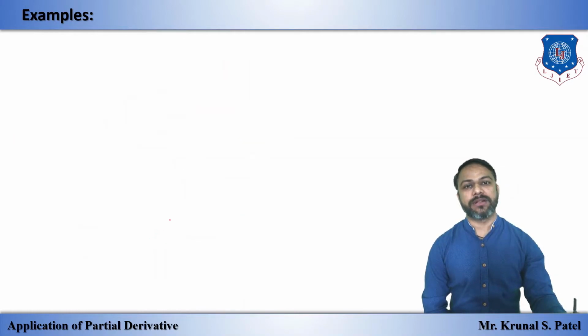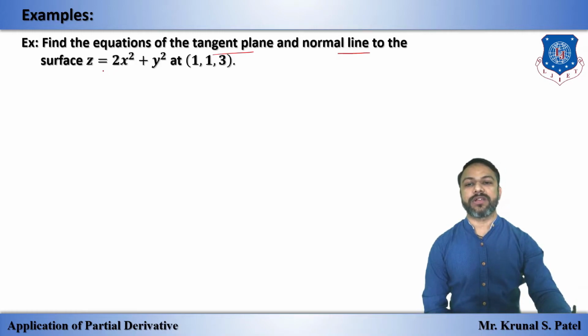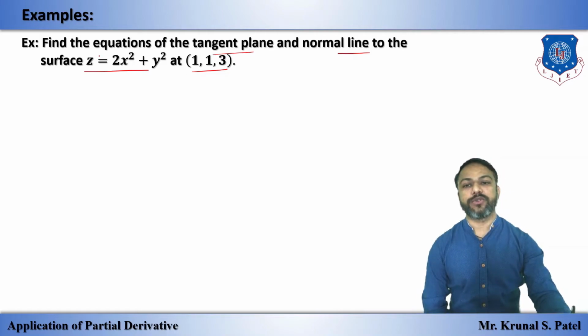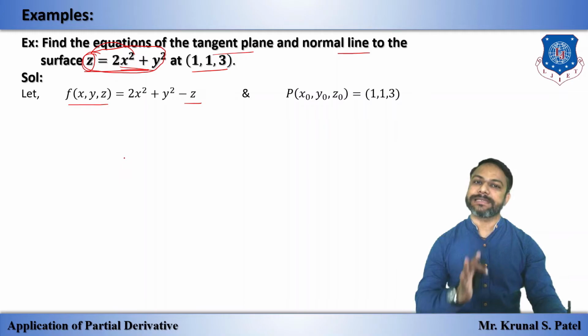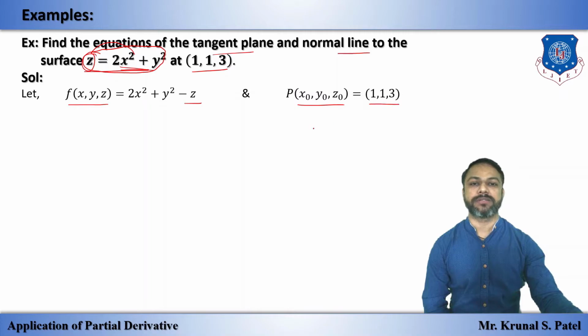Now one more example to understand better. We have this example: find the equation of tangent plane and normal line to the surface this at point this. Same steps, nothing different. Just keep one thing in your mind, you have to make a function from the given surface. F of x y z is equal to 2x square plus y square minus z square, by taking it to the right hand side, or you can take these two terms to the left hand side. Answer will be same. You can check by using note and pen. And point P is given 1, 1, 3.